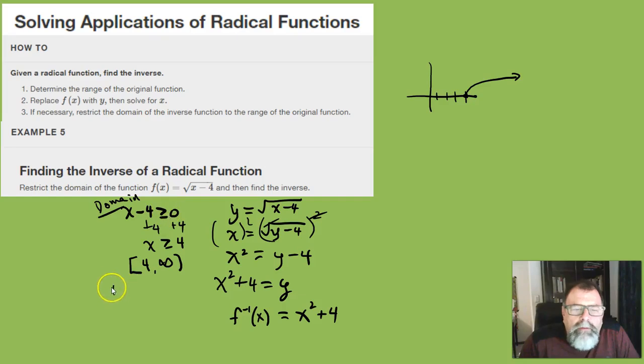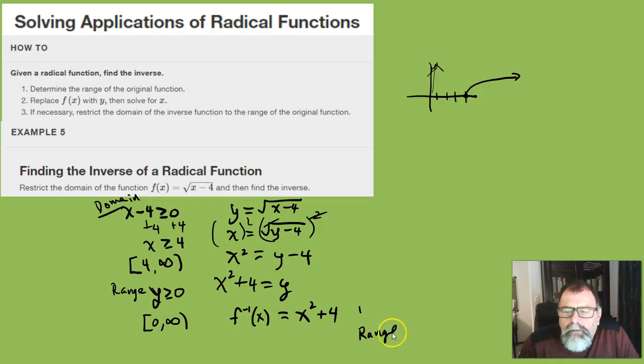The domain was that one. The range is basically the y value. So it's not x, y. y is greater than or equal to 0. It's from 0 to infinity. So for the inverse function, the domain and range switch. So the range is going to be, you switch, x becomes y, greater than or equal to 4. So that's going to be from 4 to infinity.